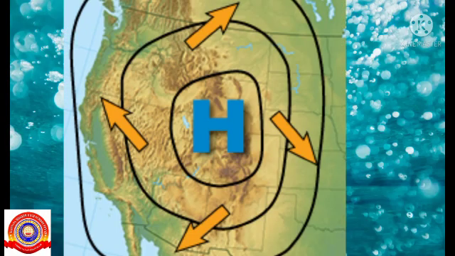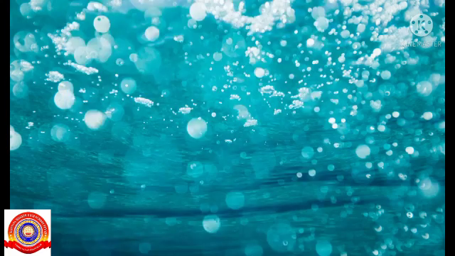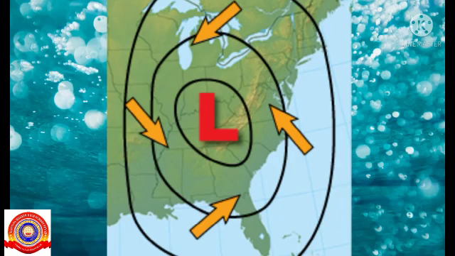If the atmospheric pressure of an area is higher than that of the surrounding regions, it can be designated as high pressure. Then what may be the low pressure? If the atmospheric pressure of an area is less than that of the surrounding regions, it can be designated as low pressure.